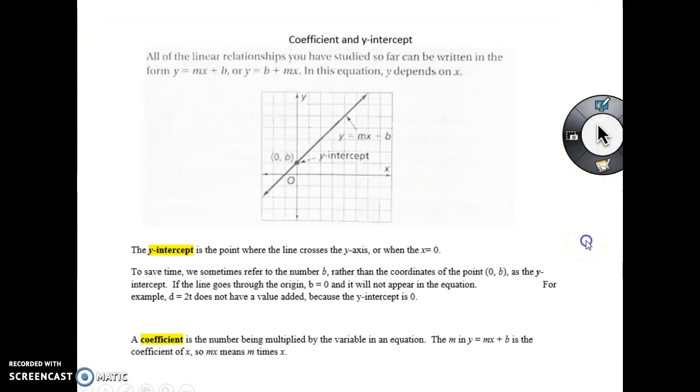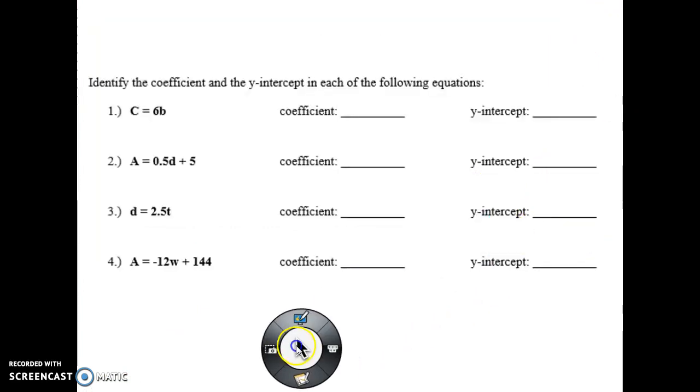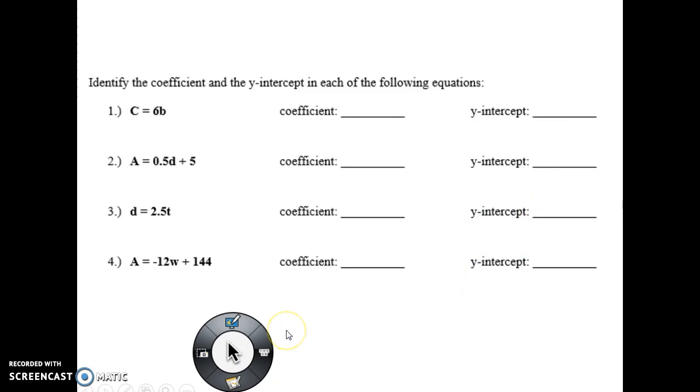As we continue on to the bottom of your paper, you will see these examples. We want to be able to identify the coefficient and y-intercept in equations. I'll do the first two with you.